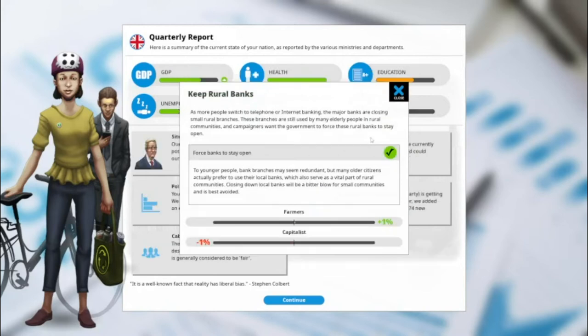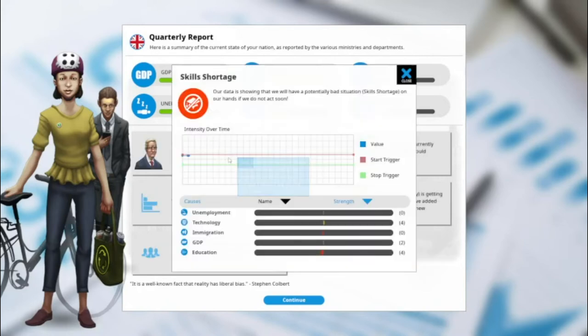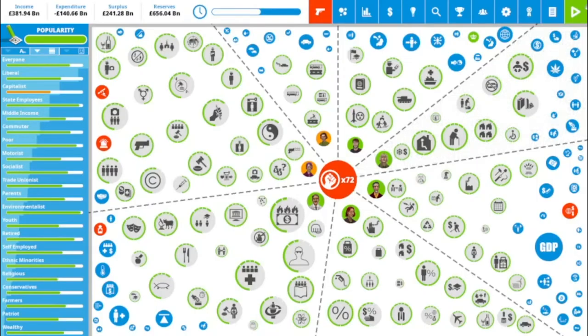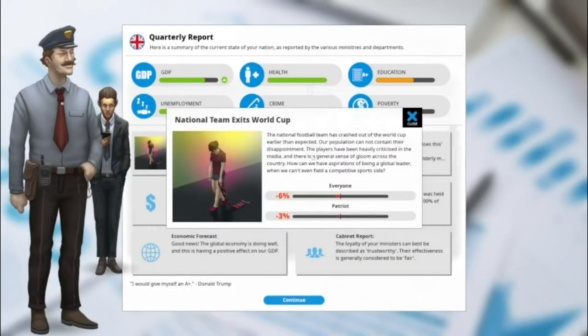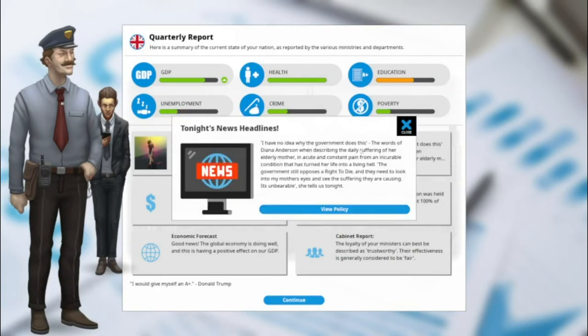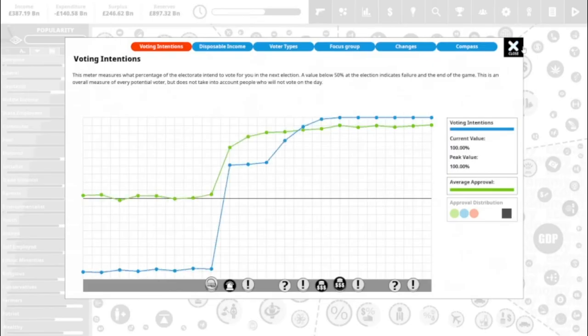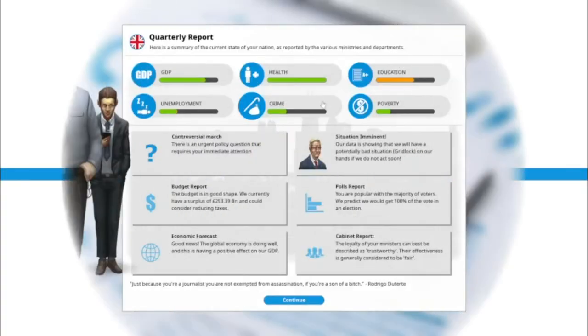Keep rural banks, force them to stay open. Skill shortage is imminent. Budget's looking great. We're still on for 100% of the vote. National team still exits the World Cup. That is the next thing we need a cheat for. England winning the World Cup. Constant pain, they want the right to die. 100% polls. Okay, maybe this is delivering on what was promised.